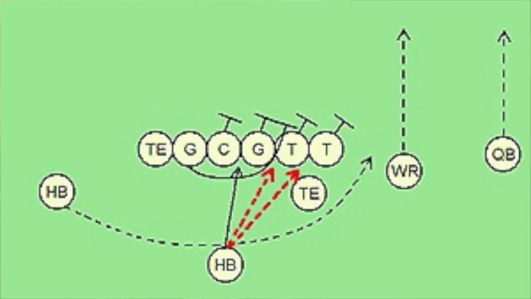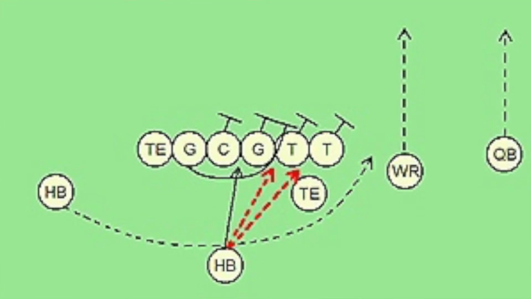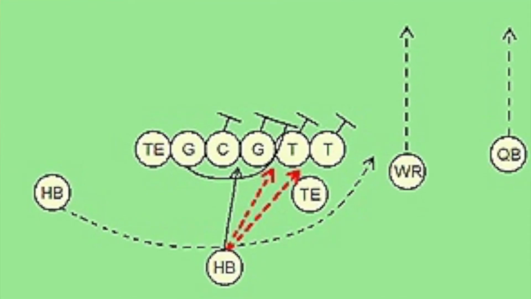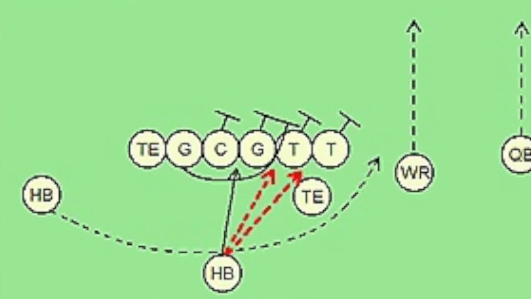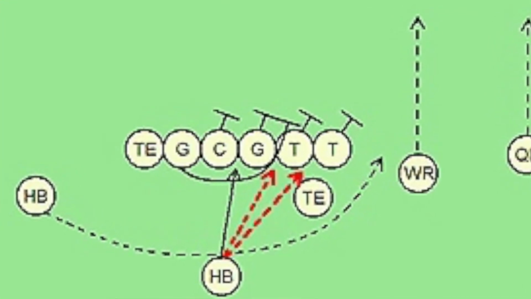So the term Wildcat itself is an offensive play where the ball is not snapped to the designated quarterback, but another player lined up in the quarterback position. And most of the time it's a running back or a wide receiver, but it is not impossible to see a tight end or fullback in that role if they're very athletic.